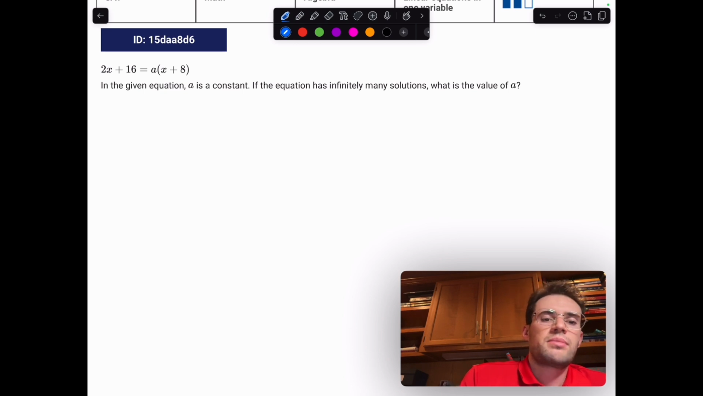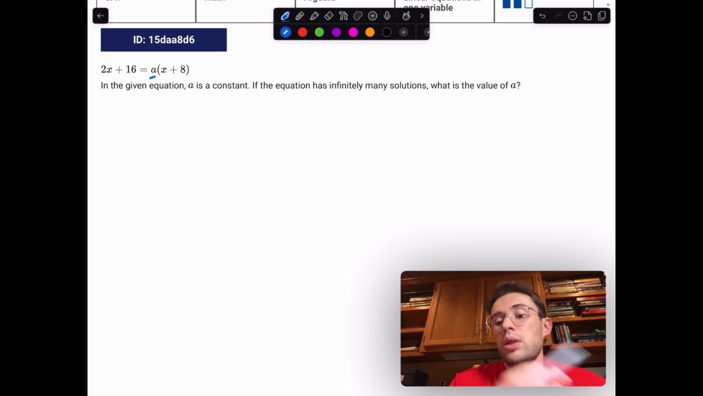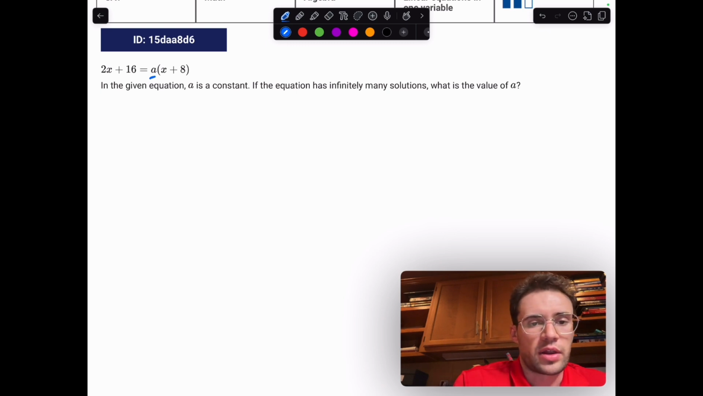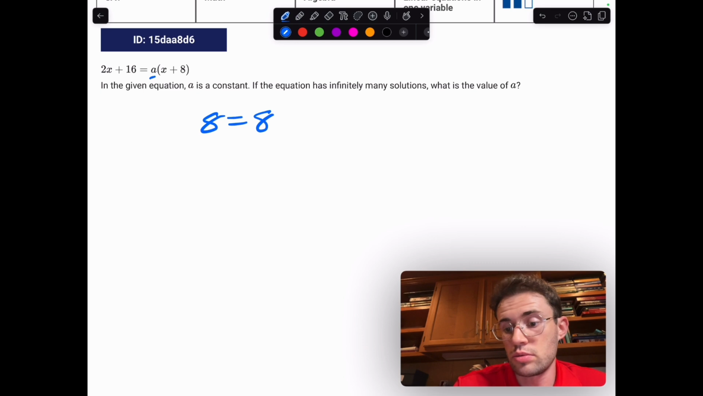All right, so infinitely many solutions for a one variable equation. I know there is a second variable, the a, but we're plugging something in. So ultimately, it will just be x's on here. Infinitely many solutions just means you have the same thing on both sides. Right, so like 8 equals 8, right? That's always going to be true.